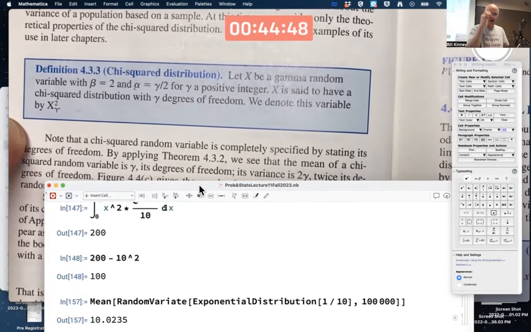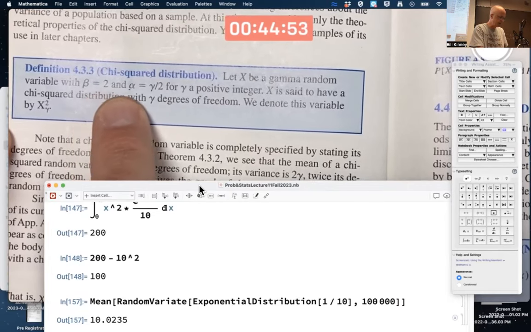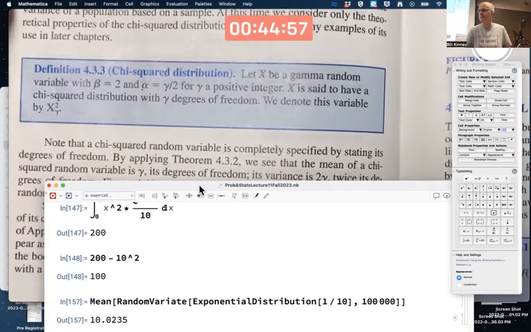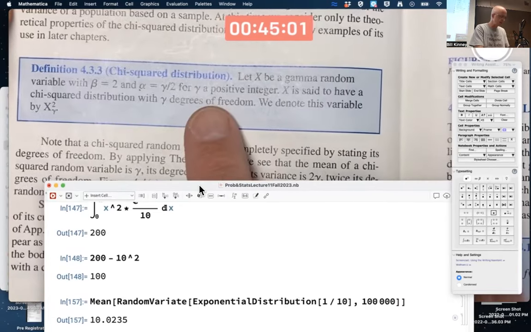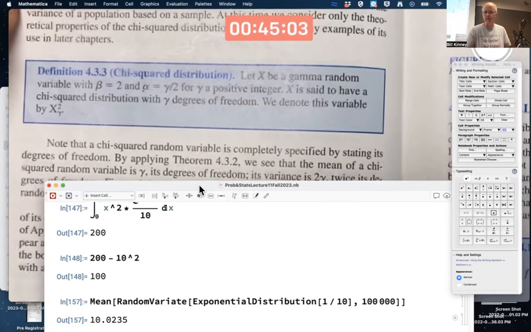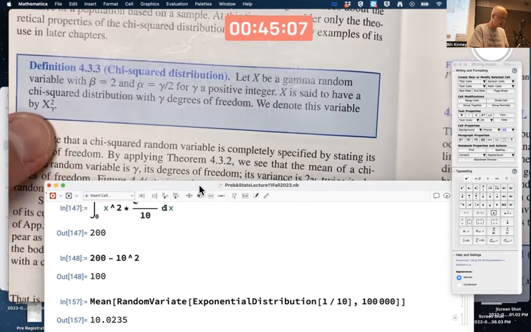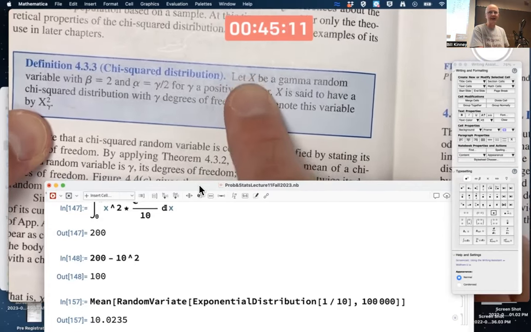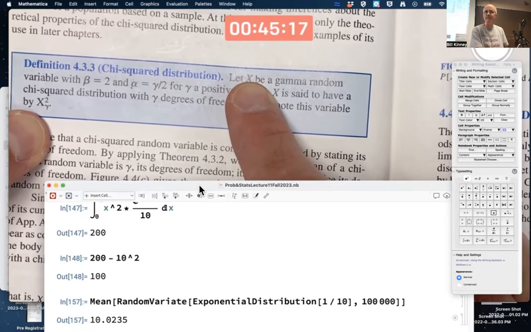Chi-square distributions are gamma distributions where you take beta equal to 2 and alpha to be little gamma over 2. It's just a change in notation. Little gamma is a positive integer called the degrees of freedom. This is just a special notation for such a chi-squared random variable. This is the same as x. It's not x squared. It's the same as x in this definition.